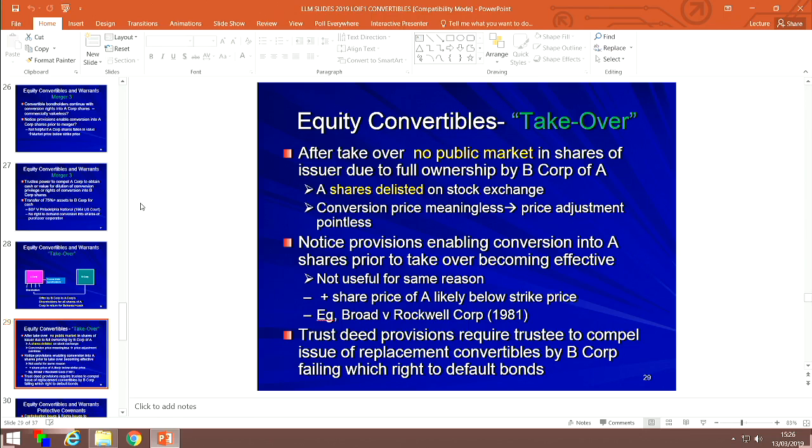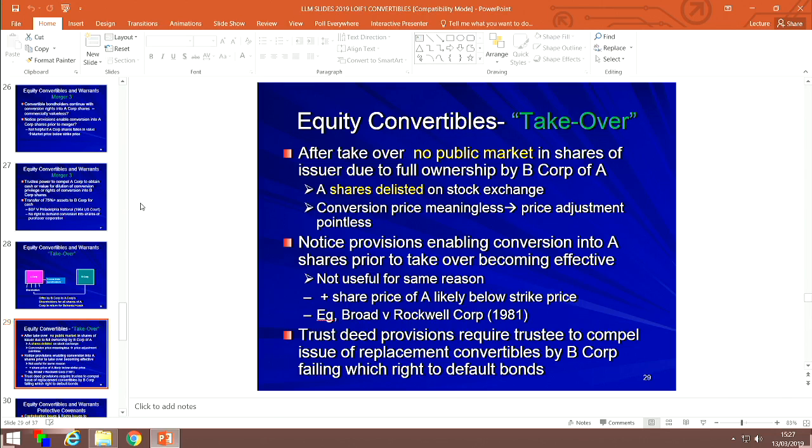Notice provisions can be used and are used in practice to enable convertible bondholders holding bonds from A to convert the bonds into shares of A so that by the time the merger becomes effective, B Corporation, the bidder, must also buy the shares of the converting bondholders. So yes, that might work in many cases, but the problem once again is this: the share price could be lower than the strike price, in which case there's absolutely no point in the convertible bondholders converting the bonds at a price higher than the market price of the shares of A. There's a very good example of how this works in a U.S.